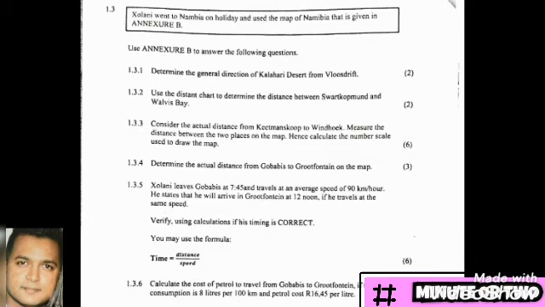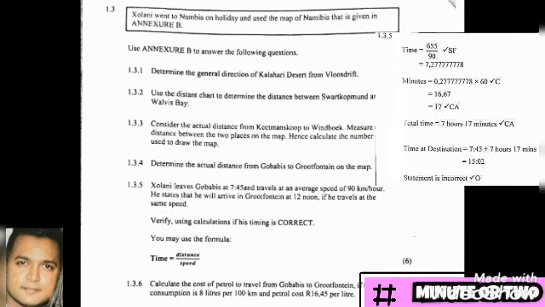Looking at the information in the story, we have been given the speed, which is 90 kilometers. Now where do we get the distance from? Remember that they are speaking about the same two places which we've worked out in the previous question. And remember the previous question asked us to work out the actual distance. So we're going to be using the information from the previous question, and our actual distance was 655. So we have the distance.